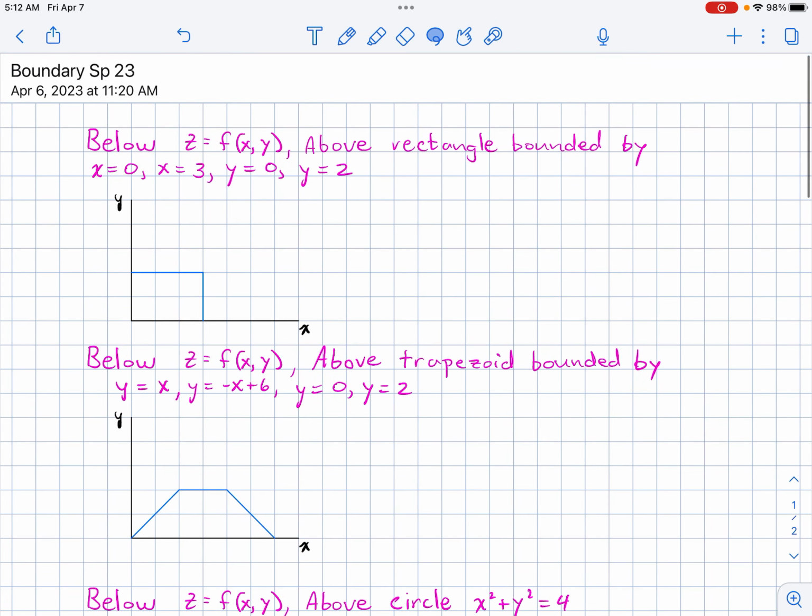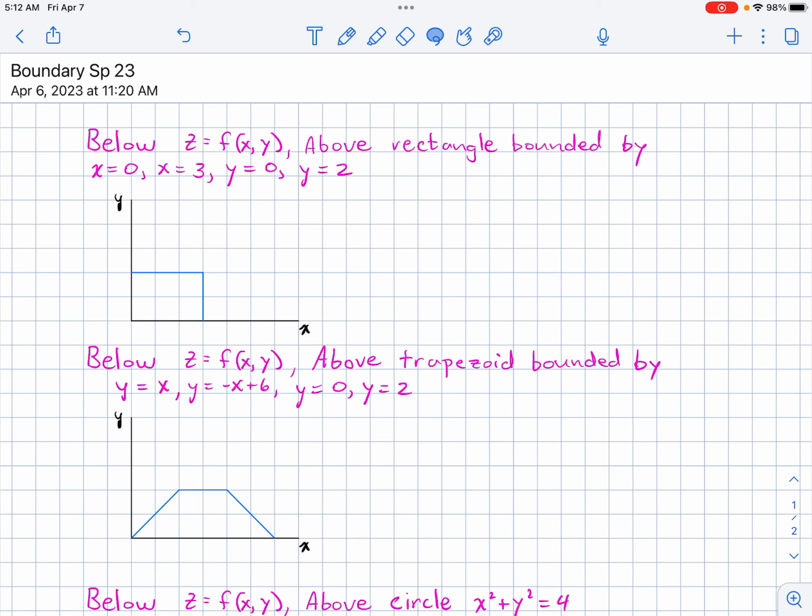What I want to do is spend a little time looking at determining boundaries of integration, the limits of integration for these double integrals, because a lot of times that's where we run into problems. So I've got some examples here. I've got a couple examples where I'm going to use rectangular coordinates and then a couple where I use polar. But let's look at this first one.